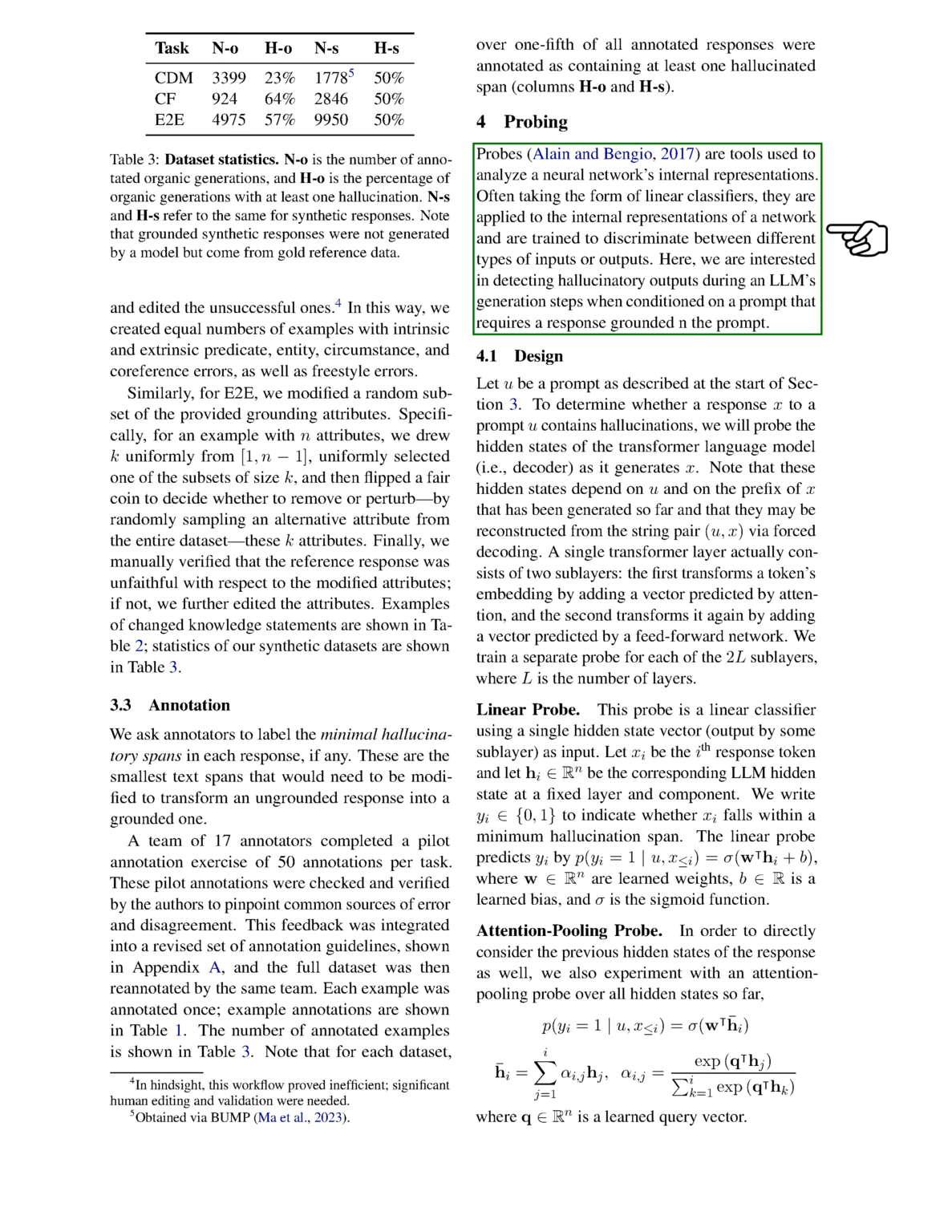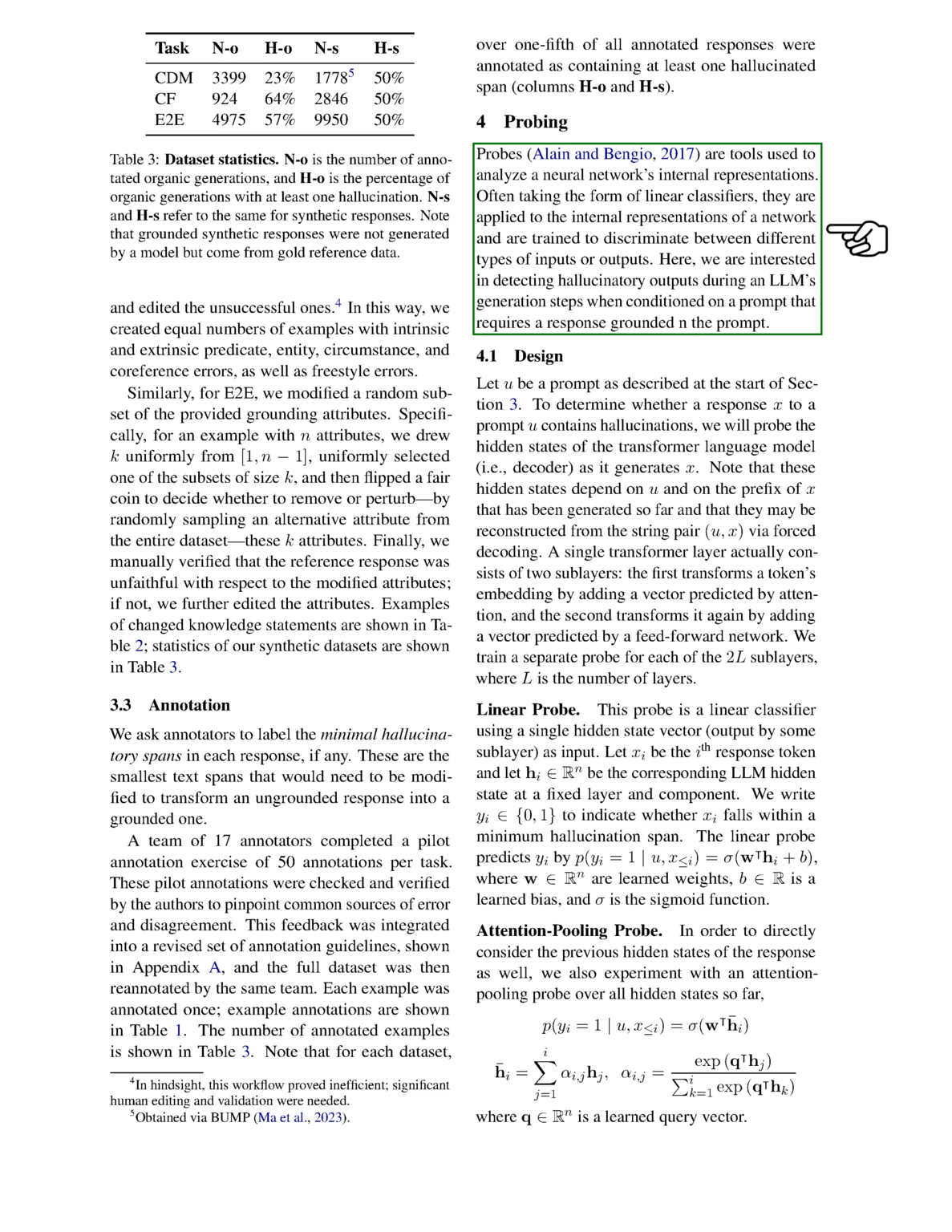To determine whether a response to a prompt contains hallucinations, we will probe the hidden states of the transformer language model as it generates the response. These hidden states depend on the prompt and on the prefix of the response that has been generated so far. They can be reconstructed from the string pair, prompt, response, via force decoding.